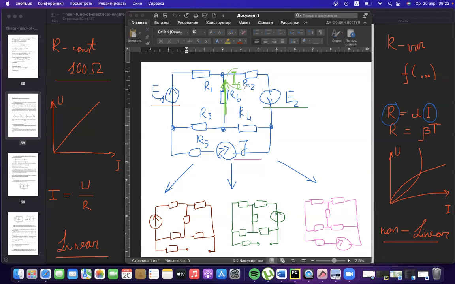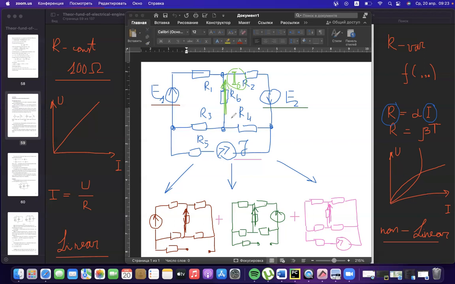And if you want to find, for example, current I6, then you have to find this current in each case, the smaller current from only one source. And then, in each circle, add these three values and obtain the superposition of these three currents. That is why it's called the superposition theorem. You are adding partial cases to obtain the whole one.